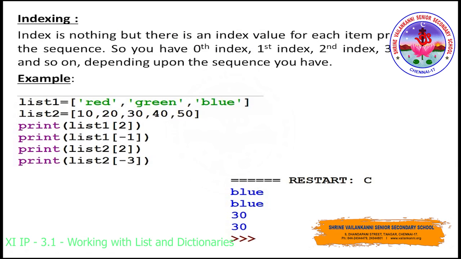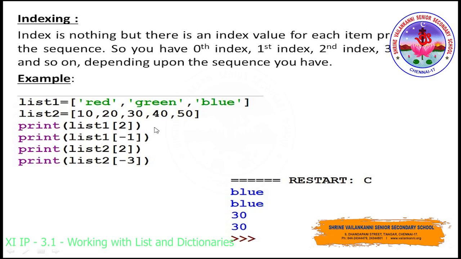Got it? Now indexing. Indexing is the last operation, and as usual, it is how you access the elements from the list using the index position. That represents indexing. If you look at indexing, they have created two lists, list1 and list2. Followed by that, they are accessing each and every element from the lists that we have created.